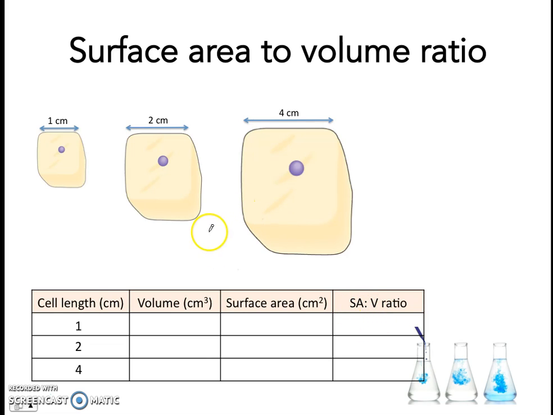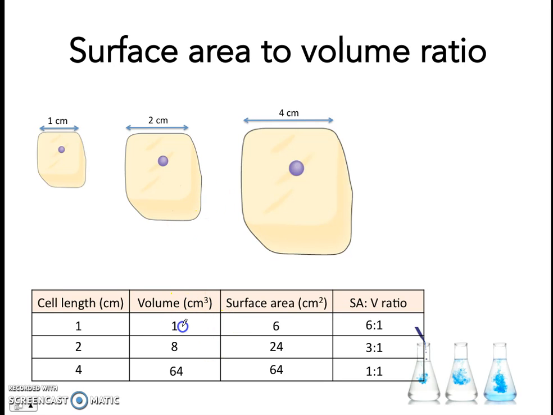Alright, great job. Well, you should have calculated the following values. So just check your work. Just to let you know, for surface area, for this cell, 1 times 1, you calculate the area of 1 face, and you multiply by 6 faces. Okay, what do you notice?